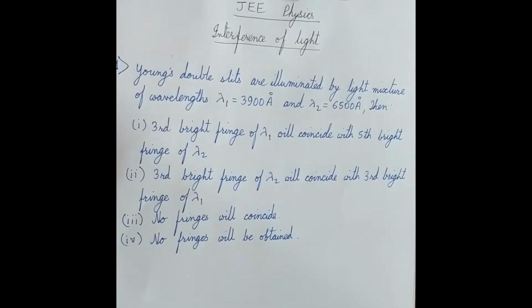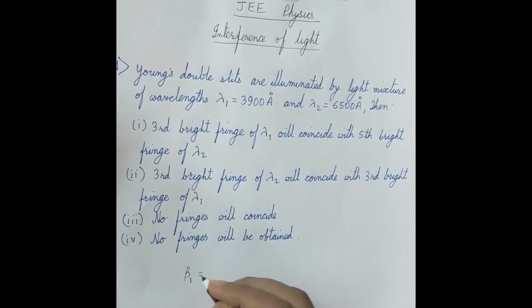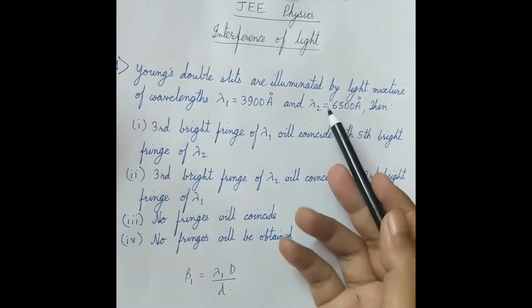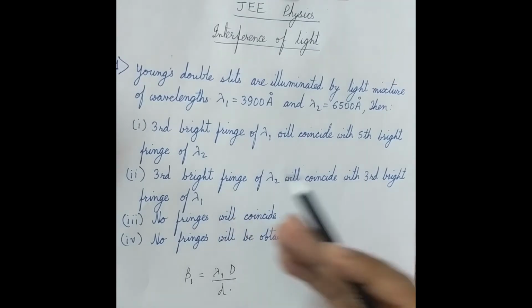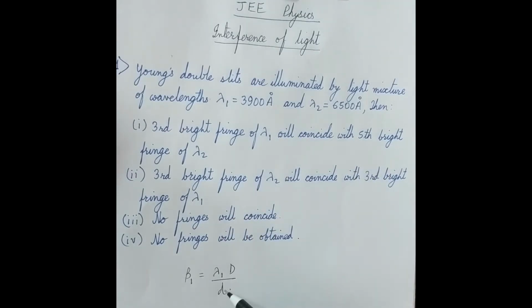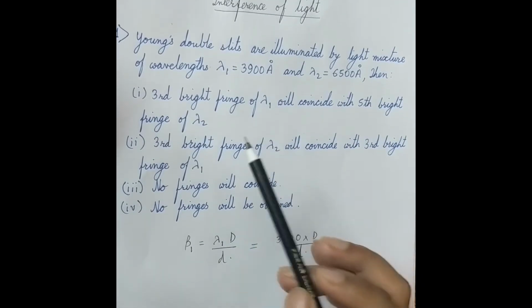So the way we do this is, firstly, we find the fringe widths. Let's represent the fringe width with beta. Beta 1 is lambda 1 capital D by small d. Since it's not mentioned here, we assume that capital D and small d, that is the distance between the slit and the screen and the distance between the slits, are the same in both cases. So beta 1 would give you 3900 into capital D by small d. I'm ignoring the units for now because it's just a comparison sum.